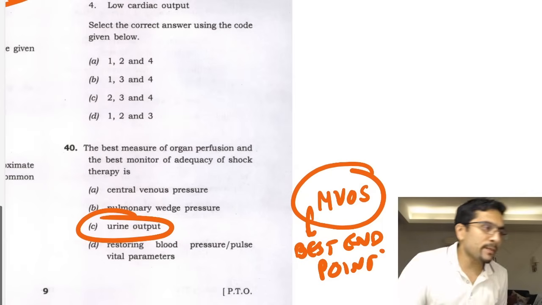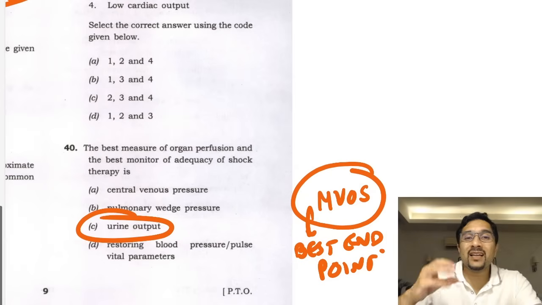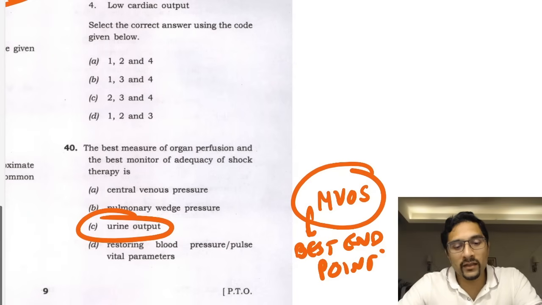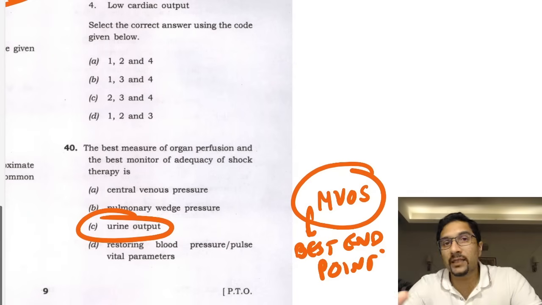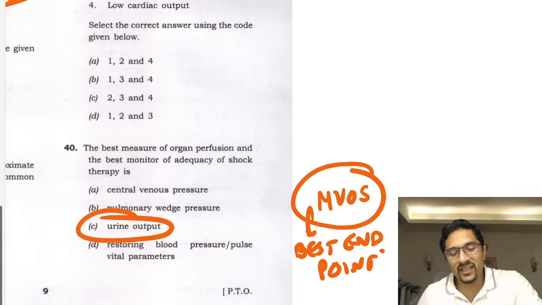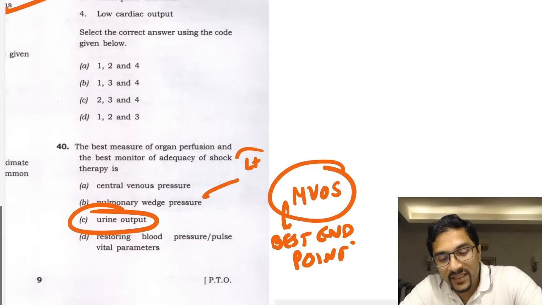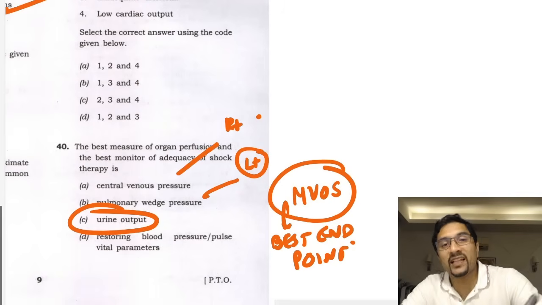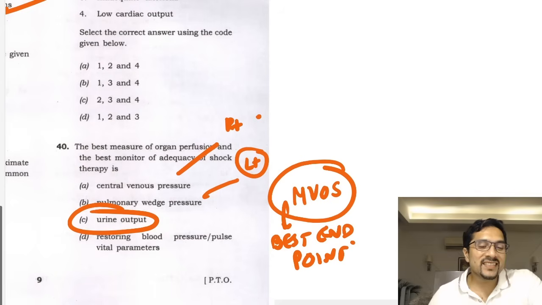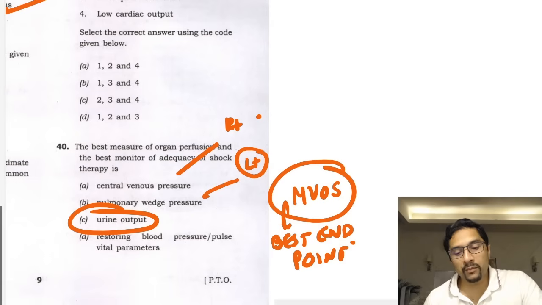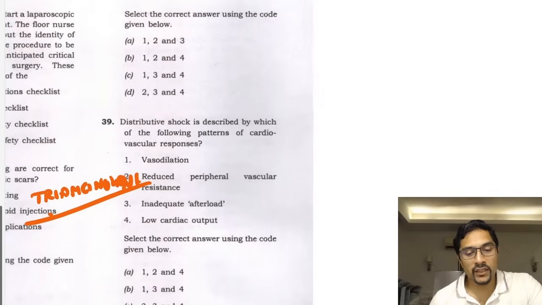CVP, central venous pressure, is used to determine the amount of fluid required, right? It is not telling me whether organ is being perfused or not. It tells me the amount of fluid which I need to give. That is with CVP and pulmonary capillary wedge pressure. Now we know that pulmonary capillary wedge pressure is an indicator of left side of the heart, whereas JVP is an indicator of right side of the heart. So more specific would be a pulmonary capillary wedge pressure.